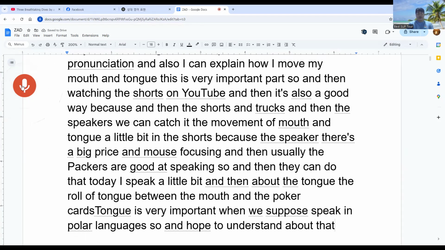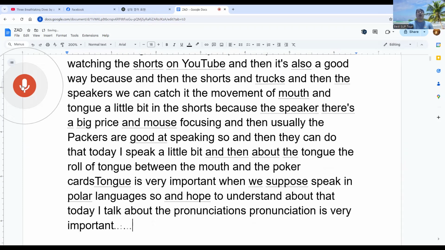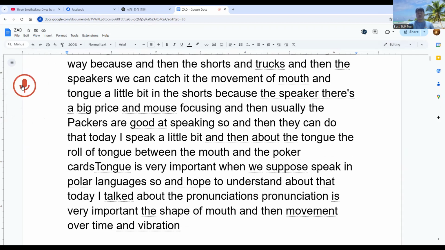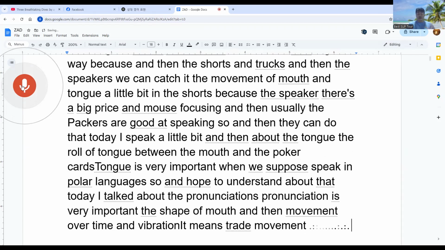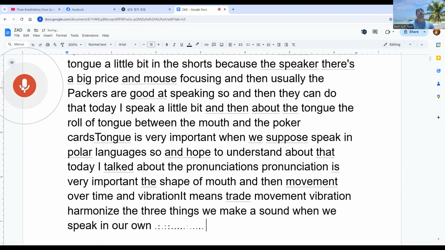Today, I talk about pronunciation. Pronunciation is very important. The shape of the mouth, the movement of the tongue, and the vibration of the vocal folds are all important. It means shape, movement, vibration. It's the harmony of the three things that makes a sound. When we speak in our own languages, it's very natural.